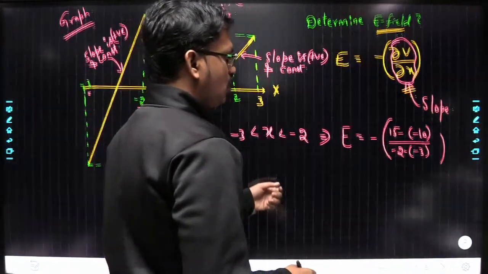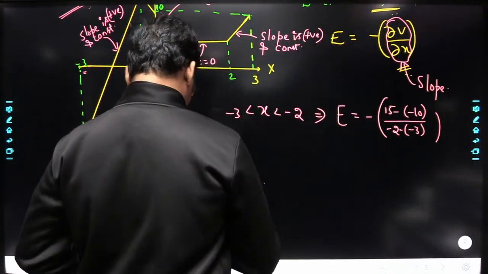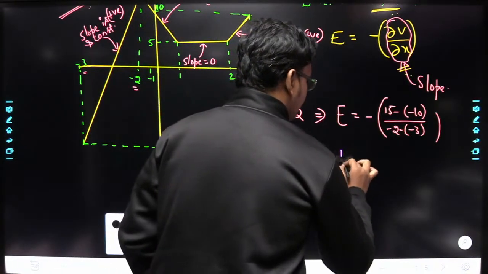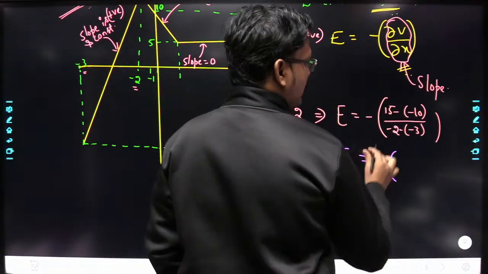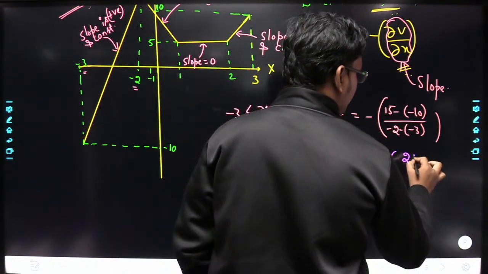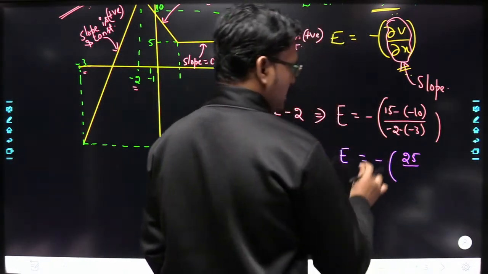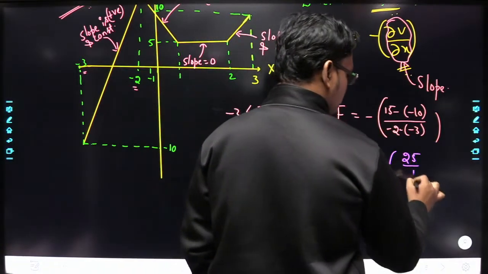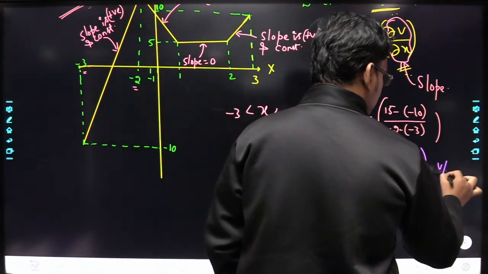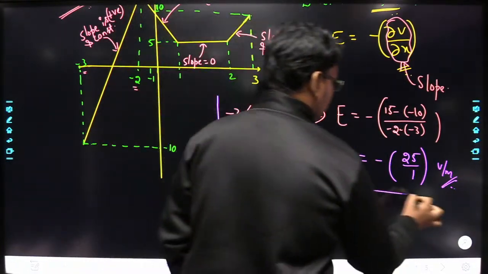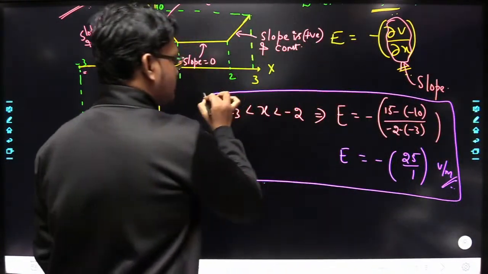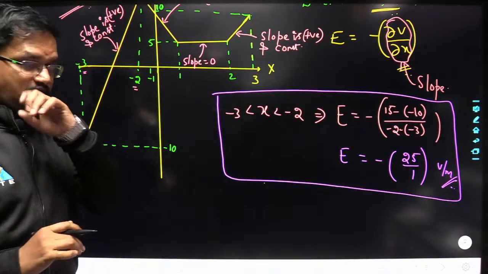So what are you going to get here? Electric field E is equal to minus of 15 plus 10, that is 25, divided by minus 2 plus 3, that is 1. So this is the electric field within the region minus 3 to minus 2.